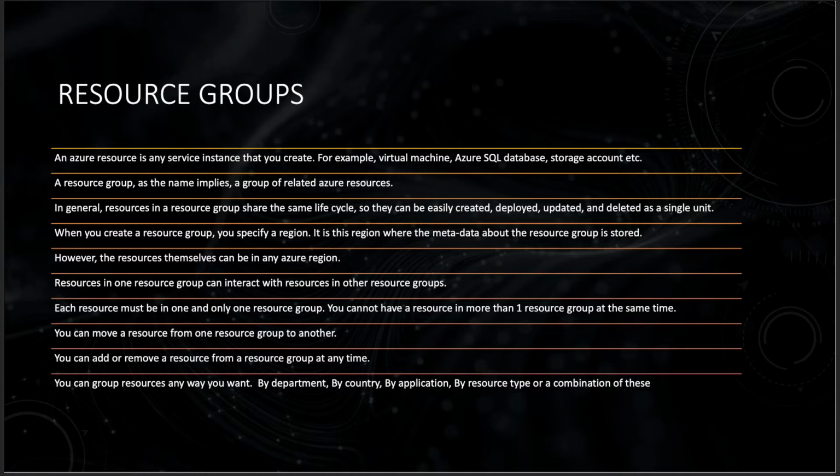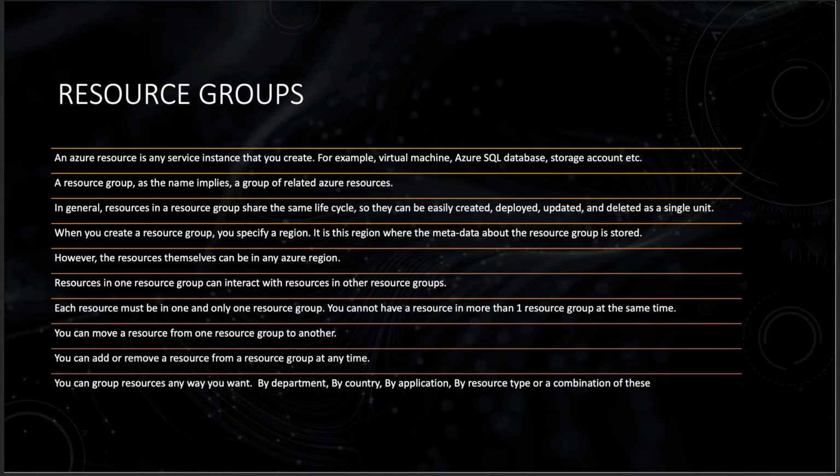So resource groups, big things to remember is that an Azure resource is any server instance that you create. It's anything that you do, any service, server, anything. That is a resource. A resource group is just a group of related Azure resources. In general, resources are part of a resource group that share that same life cycle, that same update, patching, management, CI/CD, anything else that they all have to do together, then this is how you would want to deploy it.